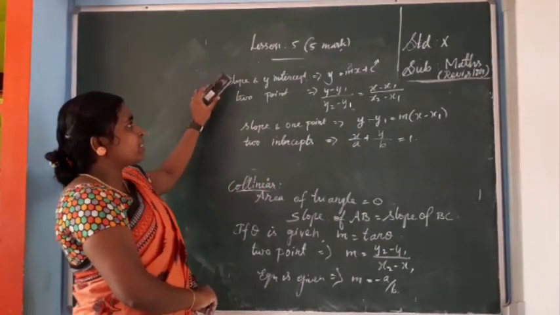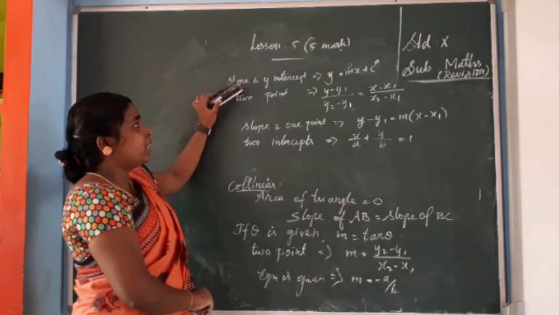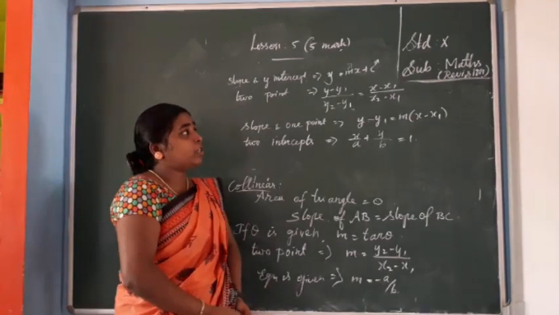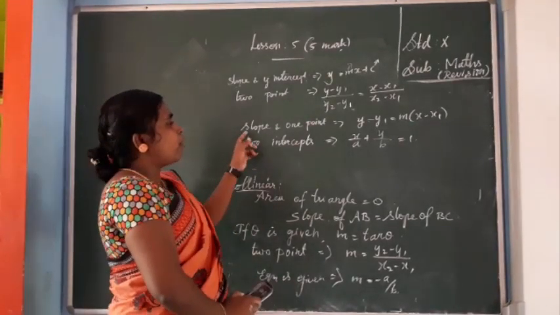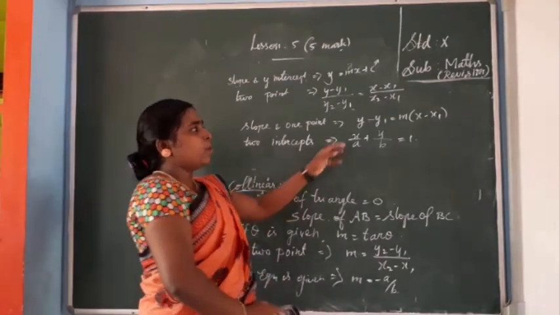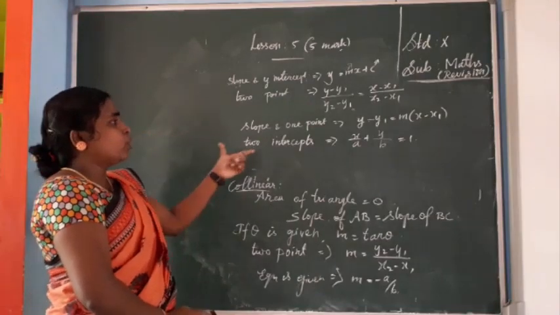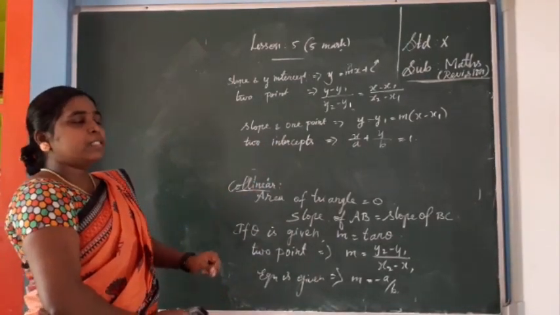For the first one, the slope-intercept equation is y equal to mx plus c. Then for two points, y minus y1 by y2 minus y1 equal to x minus x1 by x2 minus x1. Slope and one point given means y minus y1 equal to m into x minus x1. Two intercepts given means x by a plus y by b equal to 1.